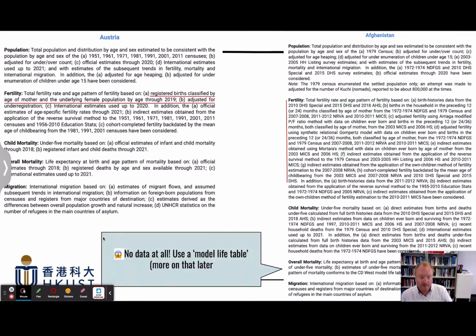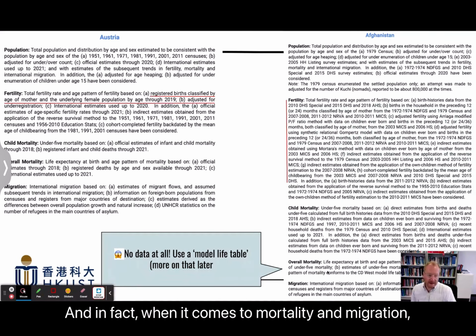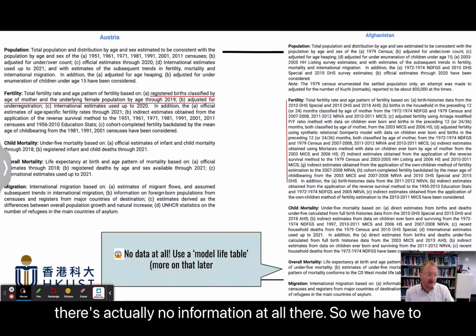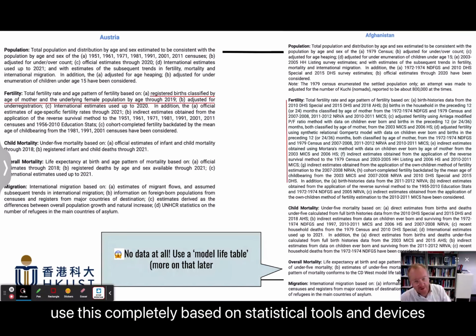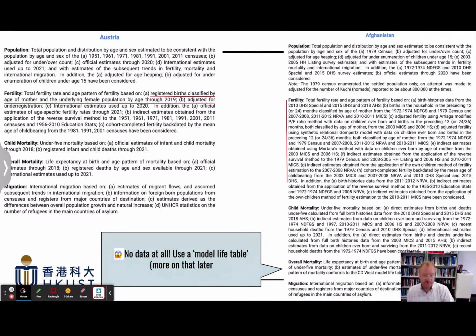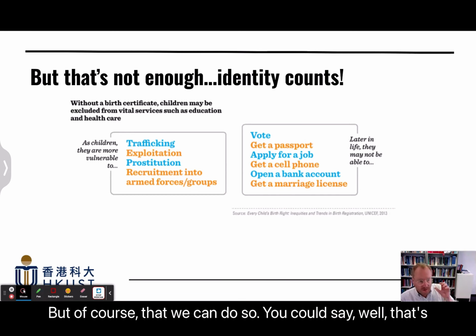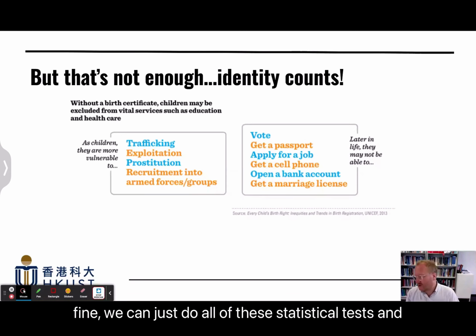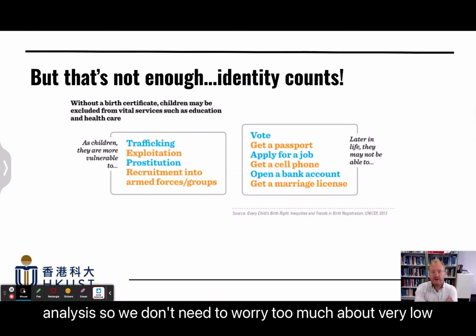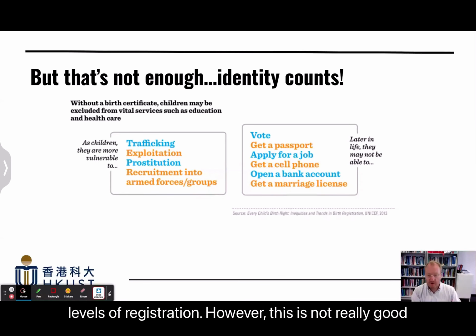And in fact, when it comes to mortality and migration, there's actually no information at all there. So we have to use this completely based on statistical tools and devices from elsewhere. But of course, that we can do. So you could say, well, that's fine. We can just do all of these statistical tests and analysis, so we don't need to worry too much about very low levels of registration.